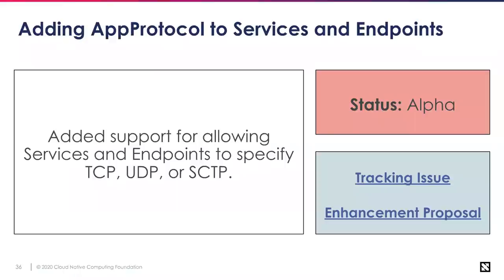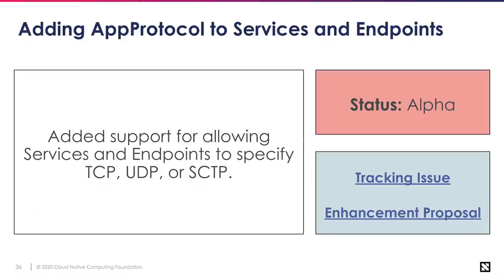The first enhancement from SIG Network that we want to discuss is adding app protocol to services and endpoints. This one is alpha gated, so the only way that you can actually give it a try is to enable the feature gate for this one. And this enhancement essentially allows us to specify whether a service or an endpoint is going to be using TCP, UDP, SCTP, or something of the sort.